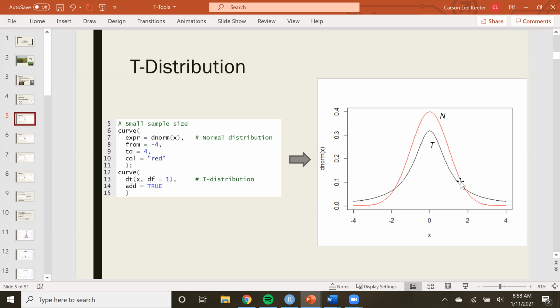But that's on the normal curve. We can see here that the T distribution is not quite as high. It does not grow as tall, but it makes up for the fact in that its tails are a little bit fatter.